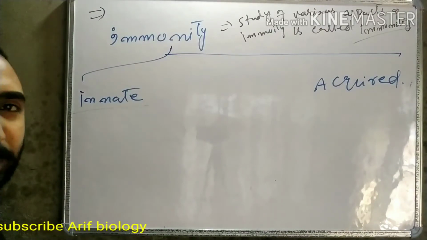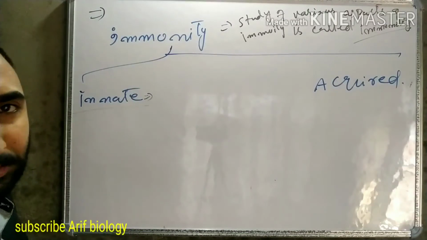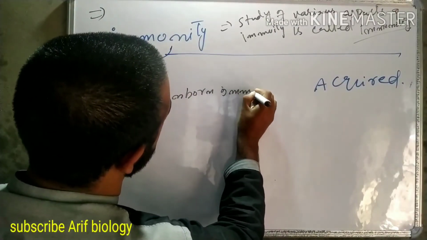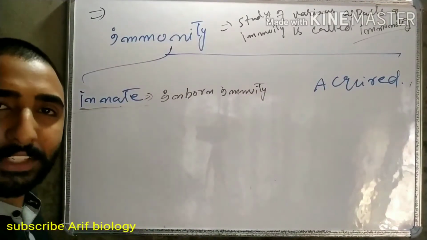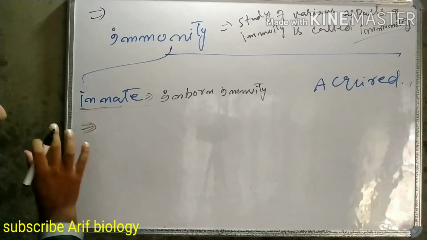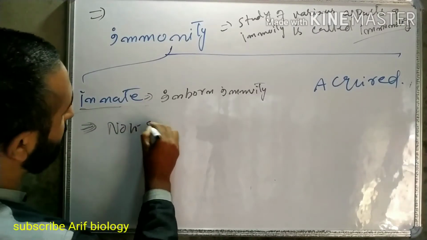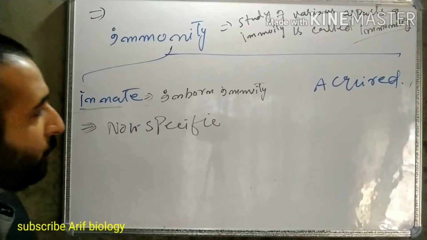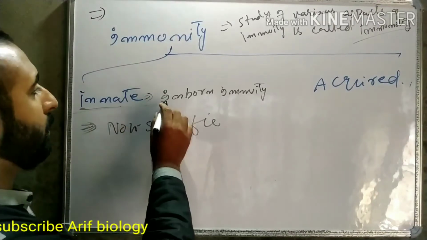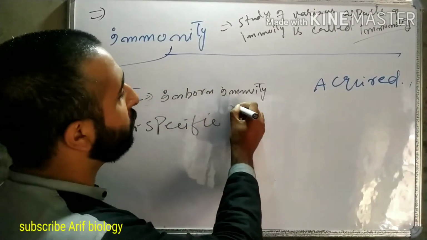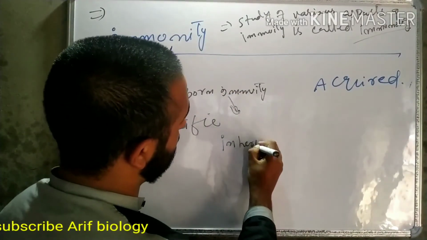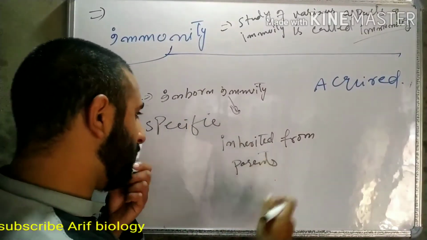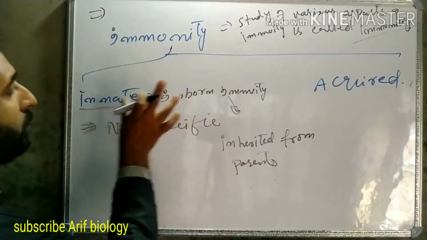What's innate immunity actually? Innate immunity means immunity which is present from birth. Innate means inborn. It is inborn immunity. We can also say that it's present from the time of birth. The second important point about innate immunity is that it's non-specific. Firstly, this innate immunity is inborn, which means it's inherited from parents. This innate immunity is inherited from parents by an organism. ये एक organism को ये immunity उसके parents से मिलती है.